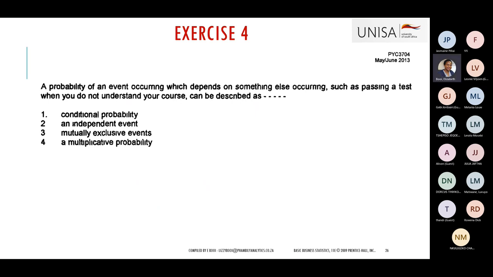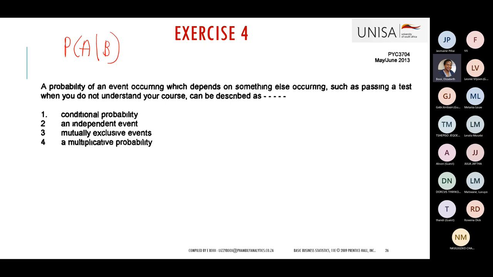Exercise 4 says the probability of an event occurring which depends on something else occurring, such as passing a test when you do not understand a course, can be described as: a probability of an event occurring which depends on something else occurring, given that another event occurred. The probability of an event happening depending on something else occurring, such as passing a test when you do not understand your course, can be described as. Is it 1? Is it 2? Is it 3? Is it 4?